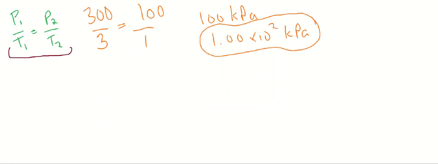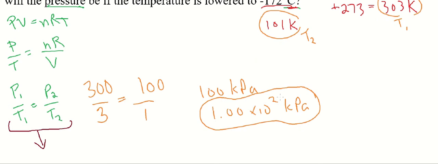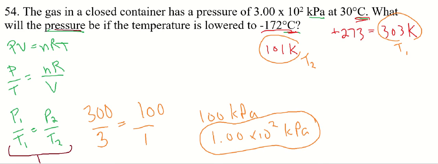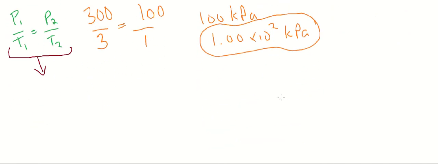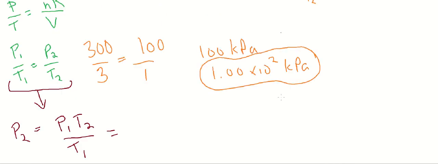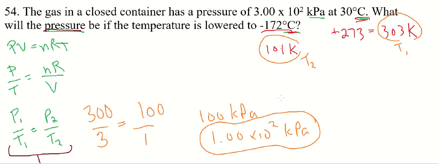Now, let's actually calculate this out. Let's just resume from here. It's asking us to solve for the final pressure. So let's rearrange this to solve for P2. P2 is going to equal P1 T2 over T1. Now we can just plug our numbers in from before. P1, that was 300, I believe. Yep, 300.